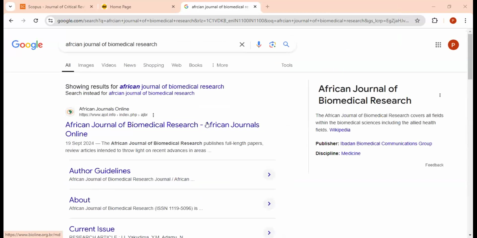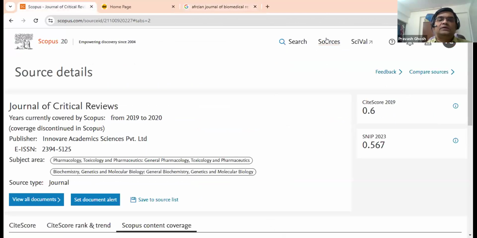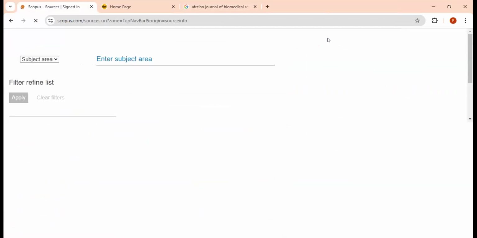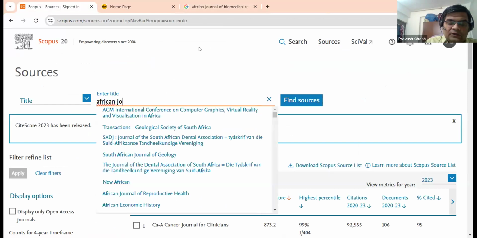Let me go to Scopus and Web of Science, both. Let us go to Scopus and type African Journal of Biomedical Research. Sir, the ISSN is 31119 if you want. I will find out, sir. No issues.